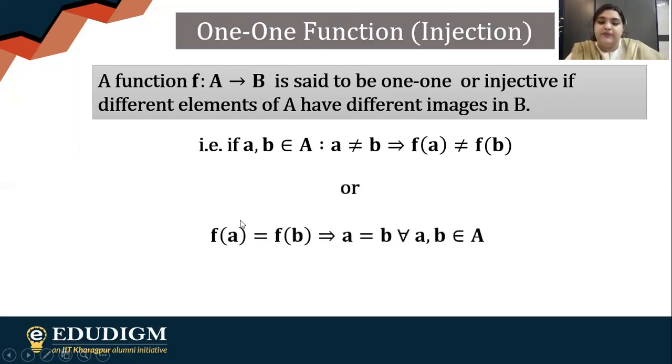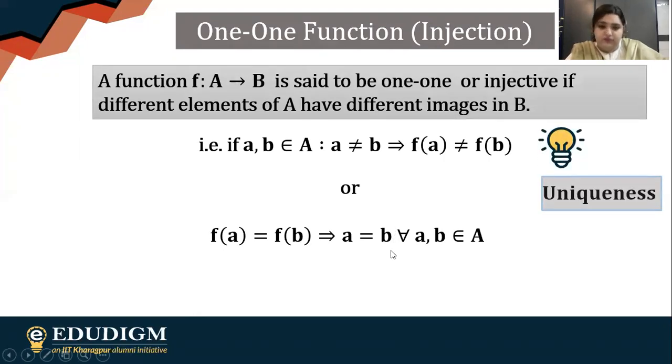Alternatively, we write: if two functional values are equal, then the original inputs have to be equal. Now you can understand that this comes from the uniqueness of pre-images. This part is very important because we sometimes use this alternate definition to prove injectivity. So let's see some examples.